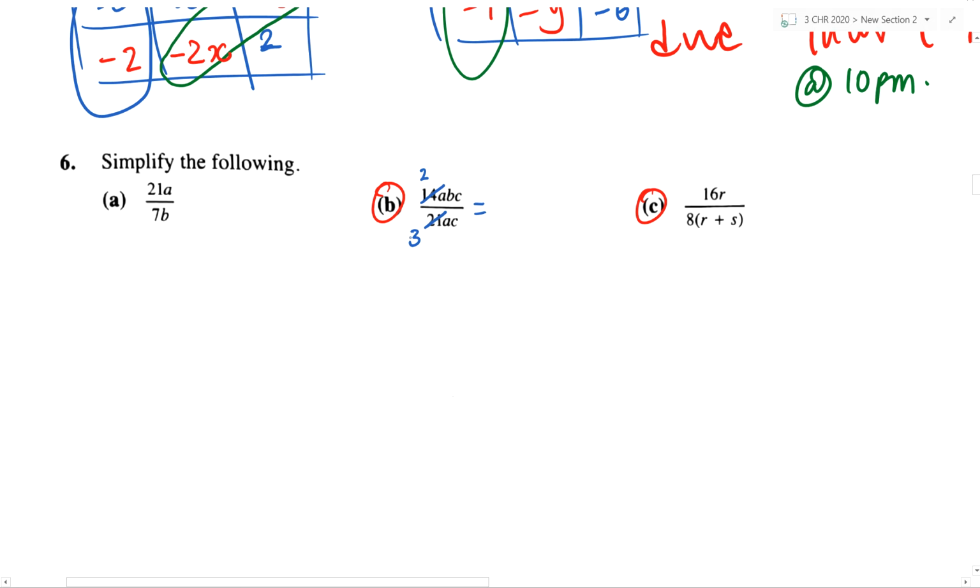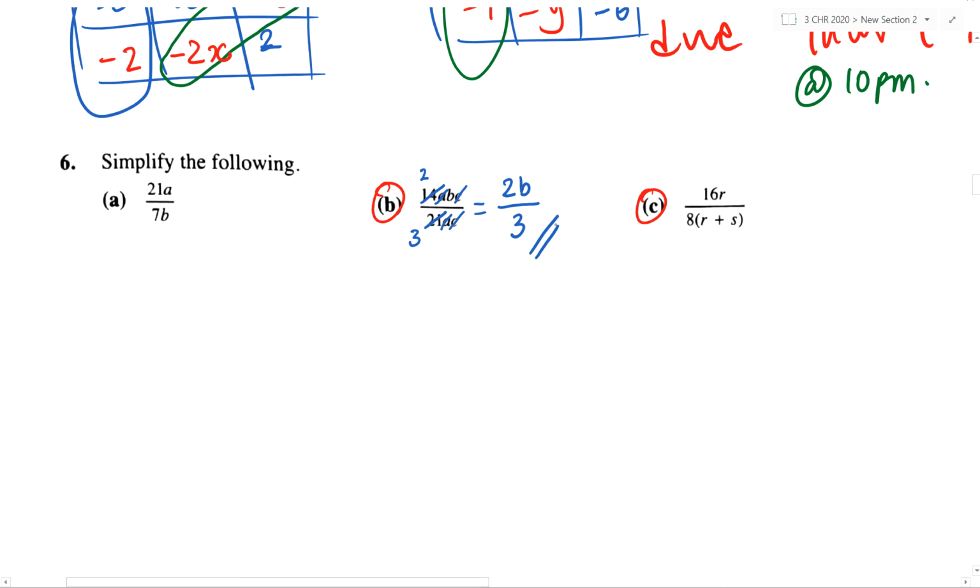Now besides dividing by 7, we can also divide by a. A is common to both numerator and denominator. Besides that, we can also divide by c, which is common to both of them. So in the numerator, we are left with 2 times b. In the denominator, we simply have 3. And that is the answer for part b.